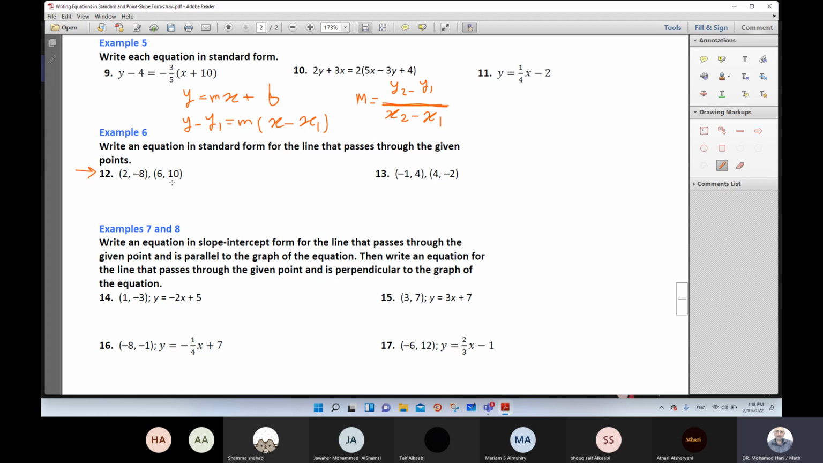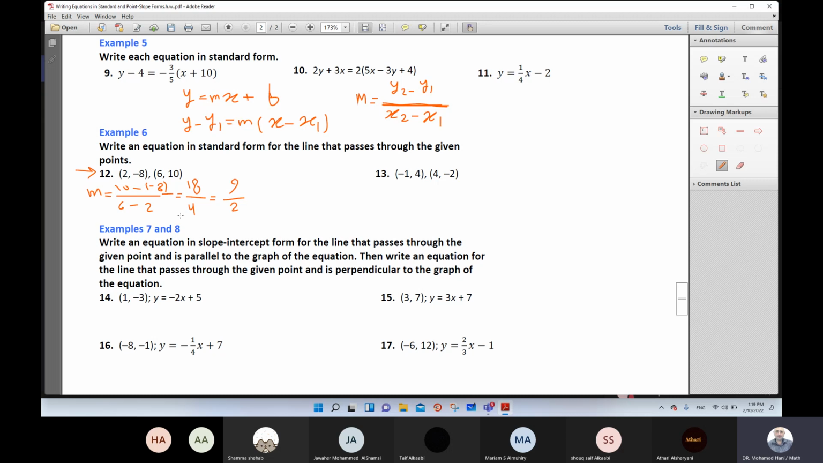So here we have 2 points. We want to solve first for the slope. So we will start: m equals y2, which is 10, minus y1, which is minus 8, over x2, which is 6, minus x1, which is 2. So minus minus is plus: 10 plus 8 will be 18, and 6 minus 2 will be 4. We can simplify here: 18 divided by 2 will be 9, and 4 divided by 2 will be 2.